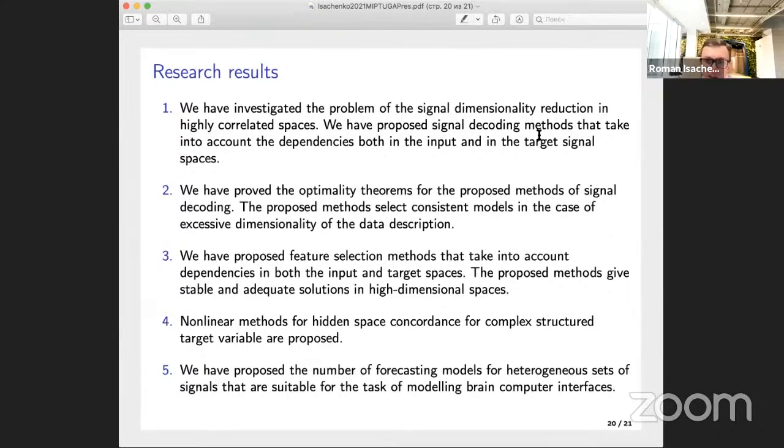To conclude, we have proposed the methods for signal decoding that take into account dependencies in both the input and target spaces, and methods for selecting concordant models in the case of excessive dimensionality of spaces. We have proved the theorems on the optimality of the proposed methods. We also have proposed the methods for feature selection that give stable and adequate solutions in the correlated spaces of high dimensionality. Also, we have got nonlinear methods for concording latent spaces, and the proposed models allow us to build an effective forecasting system for heterogeneous data sets, for example, for the brain-computer interface problem.